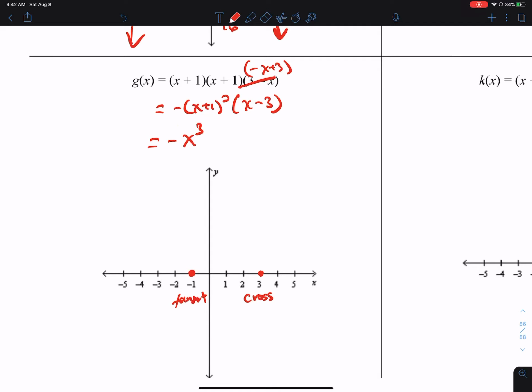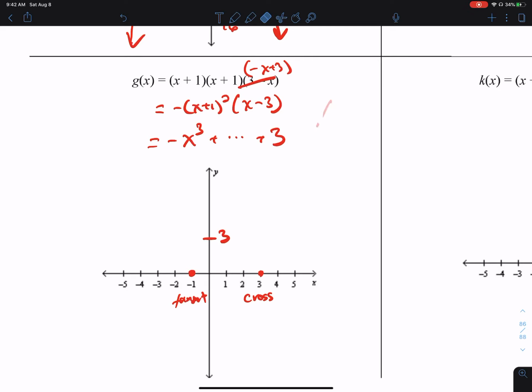Change the sign here, negative. 1 squared is 1, times a negative 3 is negative 3, times a negative is a positive 3. So this crosses the y-axis at 3. As far as end behavior goes, this is an odd degree. The leading coefficient's negative, so it falls to the left and rises to the right.